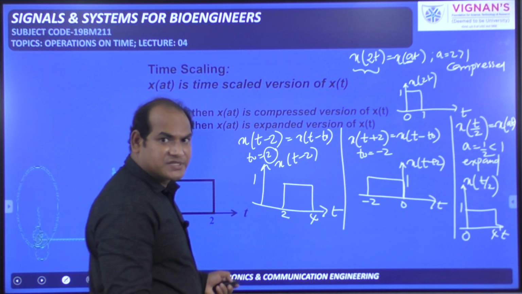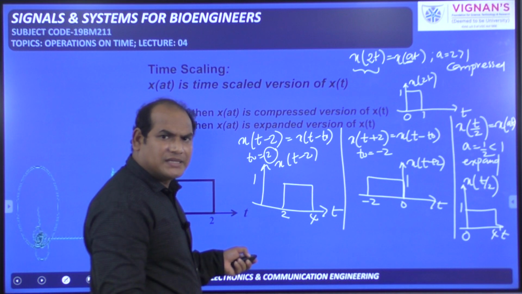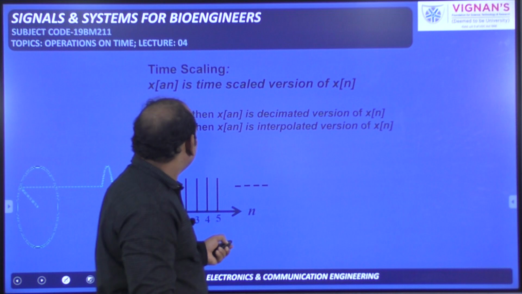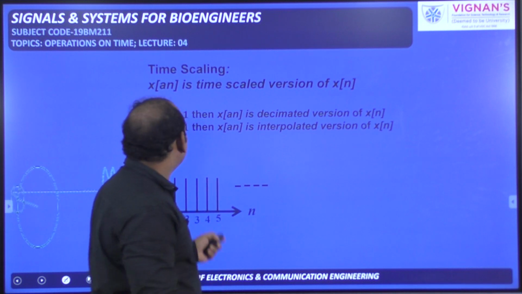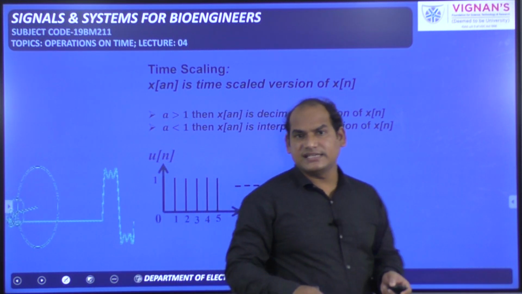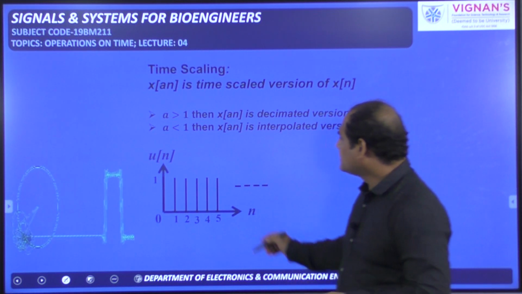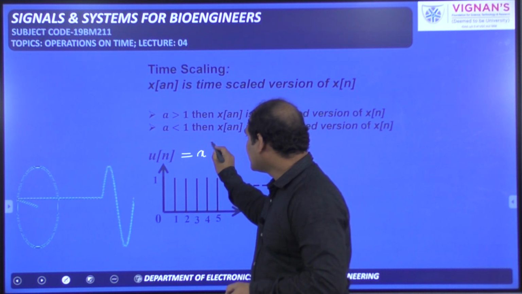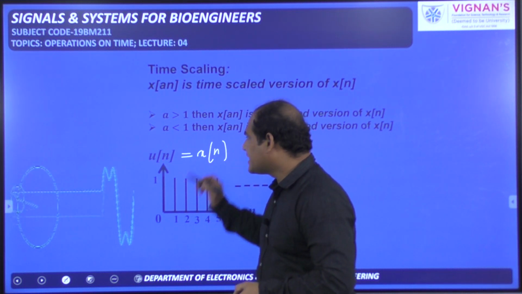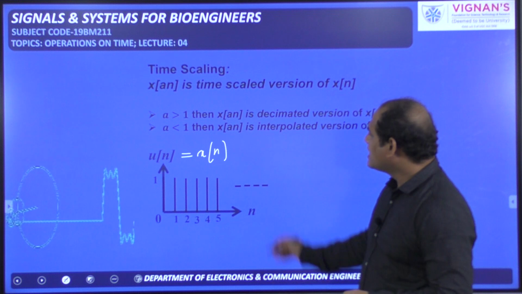So this is about the time scaling. This one we can perform on discrete time signals also. So that one I have given here. So x of n is the original signal. Here I have taken u of n, that you can consider as the x of n, because in discrete time the independent variable should be represented in the square bracket.